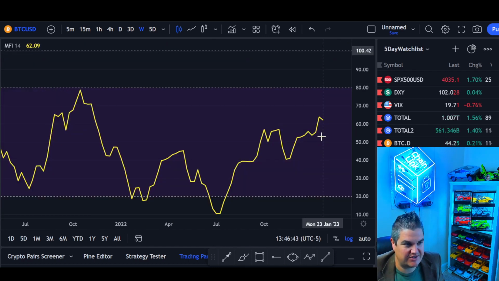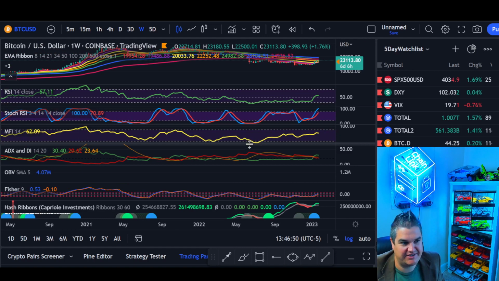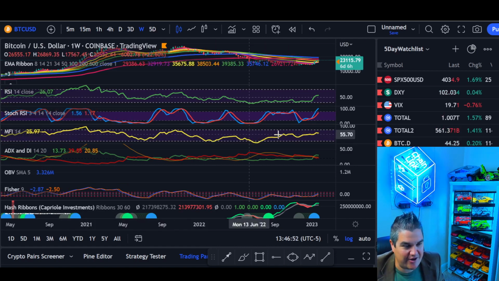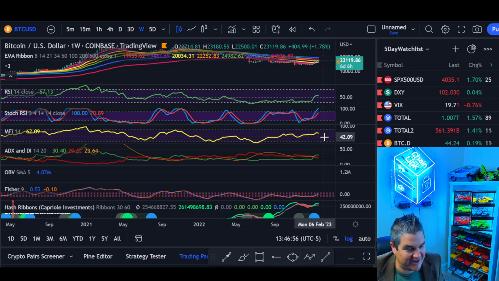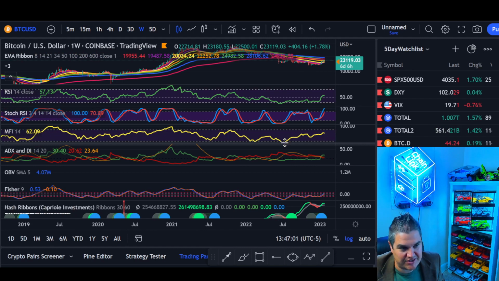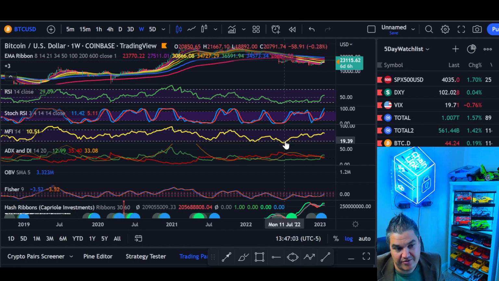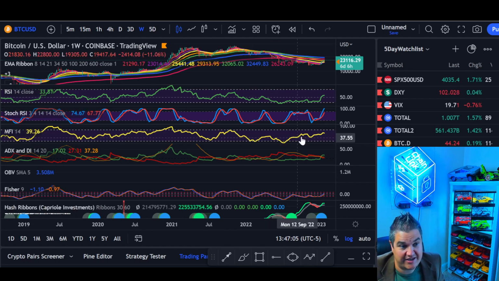What else? The MFI, the money flow. What's the difference between the MFI and the RSI? I'm glad you asked. The main difference is volume. MFI calculates volume in it. RSI does not. So MFI is a great indicator to be looking for a divergence. As you can see, bullish divergence has started forming the past 6-7 months. Since July, it's been going up.